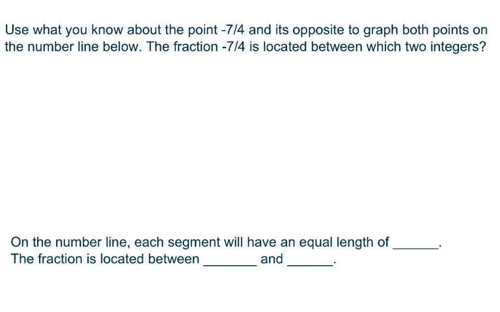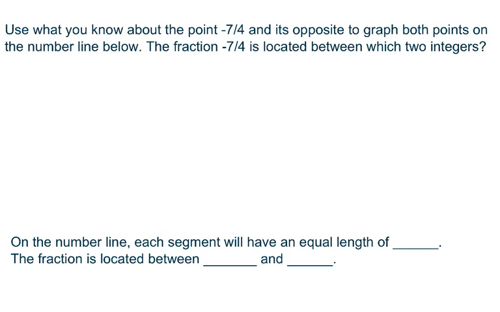Now we are going to use what we know about the point -7/4 and its opposite to graph both points on the number line below. The fraction -7/4 is located between which two integers? So we're going to have to start by taking our improper fraction and turning it into a mixed number.